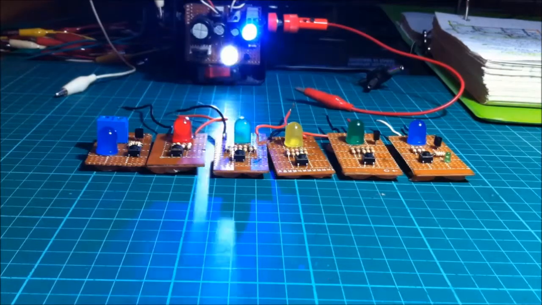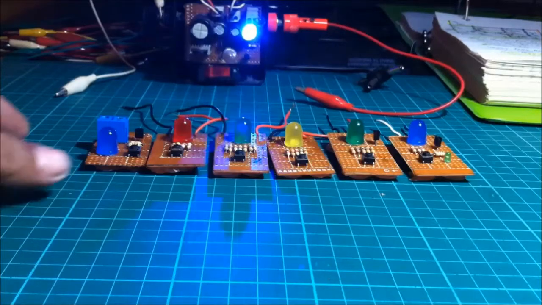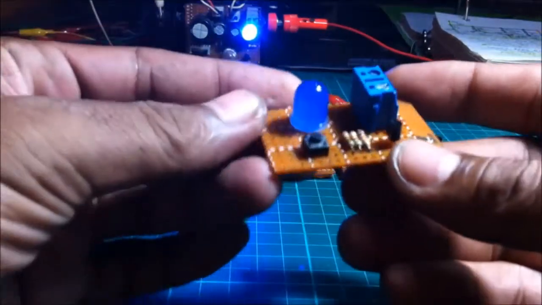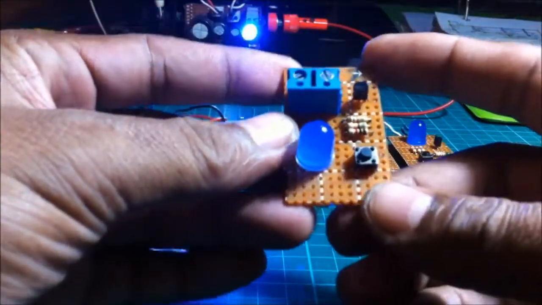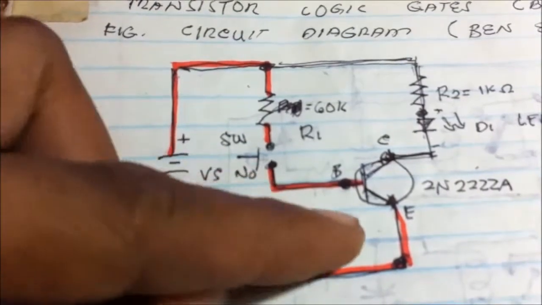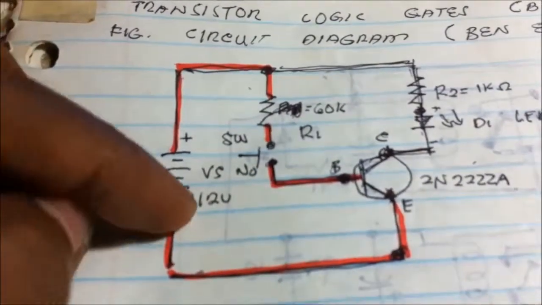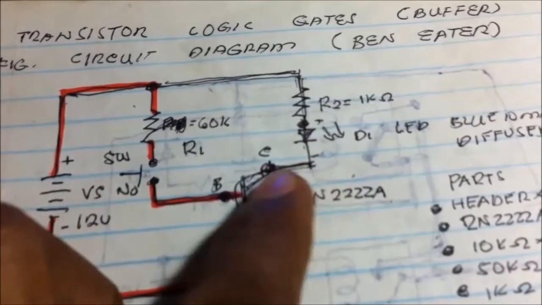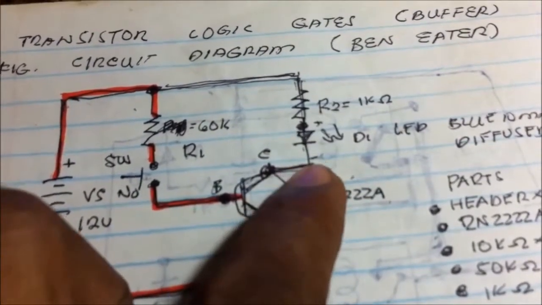We have a lot of circuits here. And as I see, our first circuit. This is a buffer gate. The switch is connected to the base, 12-volt supply. And the LED is taken to the collector side as the out.